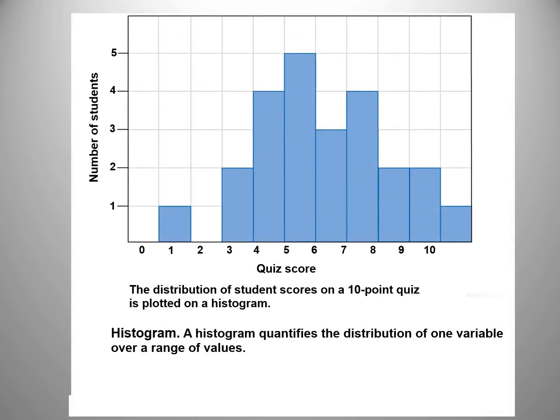This is known as a histogram. And a histogram shows you the number of events at a given variable setting. So how many students got a 1 on their quiz? How many students got a 10 or so on their quiz? It shows you the population in each variable group. Okay? It quantifies a distribution of a variable over a range of values.